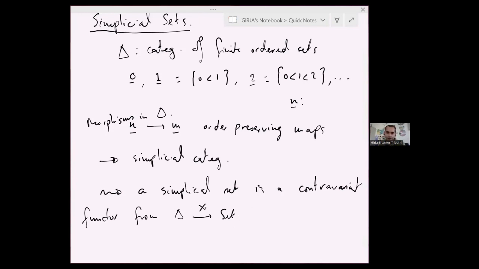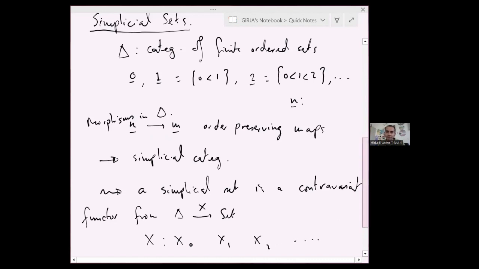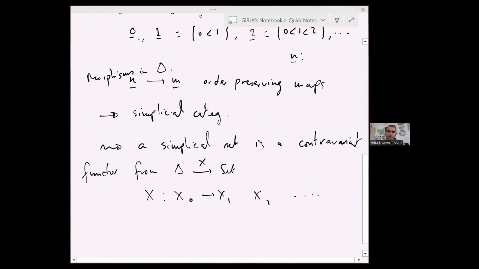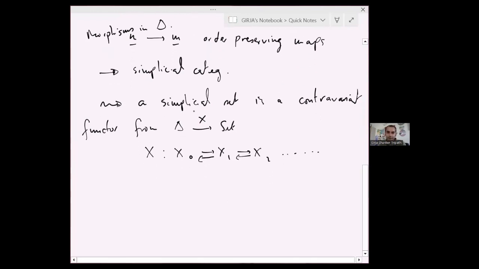That would mean if you denote it by X, it should come with a bunch of sets indexed by the numbers: X0, X1, X2, and so on, and different maps depending on how many ordered maps you have from one to the other. The direction here is the wrong one, it is contravariant. I'll draw just one arrow each way, but how many arrows depends on how many maps there are. So a simplicial set is a diagram of sets, a graded set in a way, with certain maps within. This is a simplicial set.